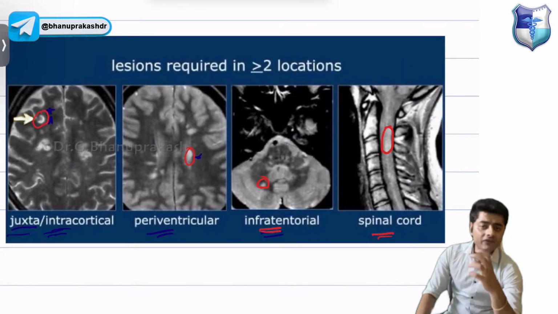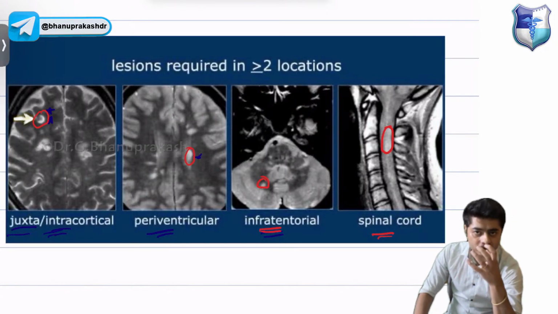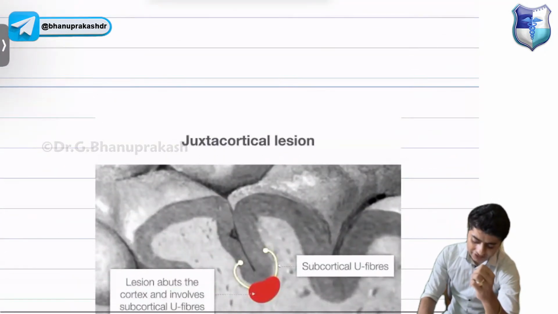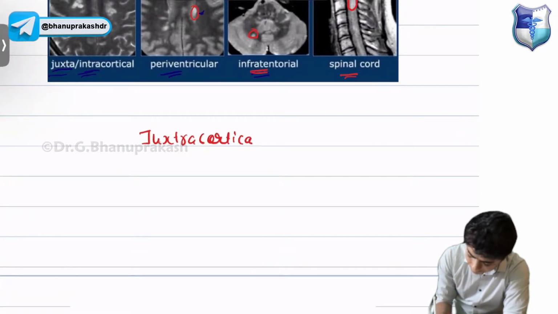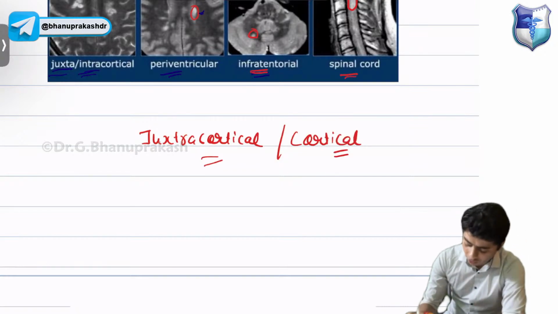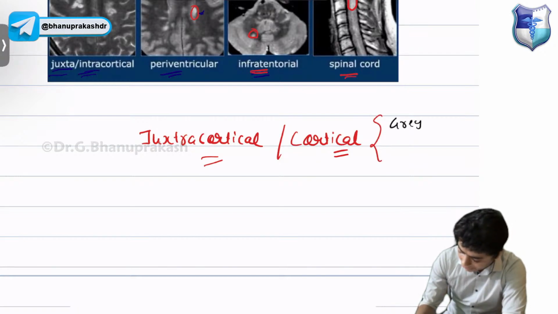Okay. So can anyone tell me what you understand by the term juxtacortical? Shri, can you tell me what you understand by the term juxtacortical? Because in this new criteria, they are saying it can be juxtacortical or cortical, because now they are saying that in multiple sclerosis, gray matter can also be involved.